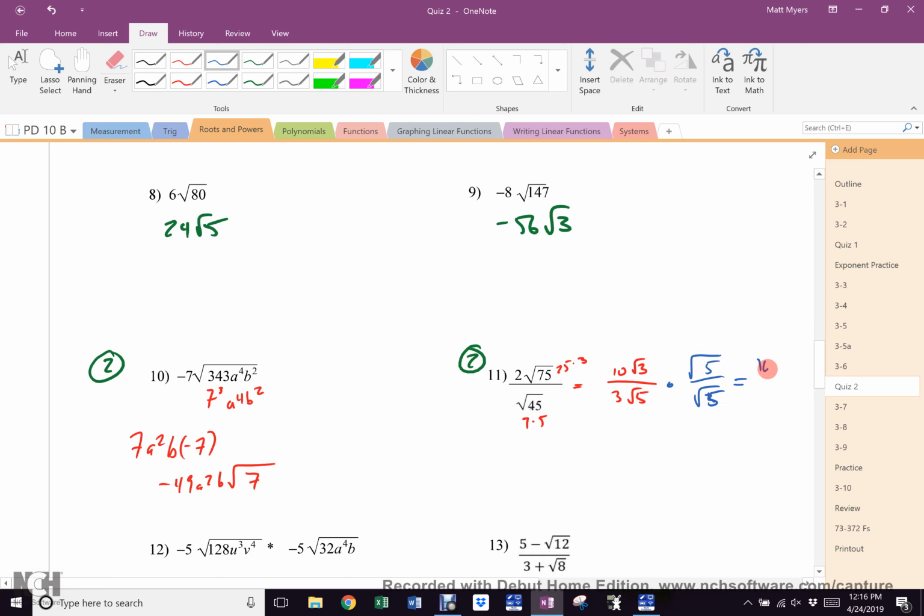That will get you 10 root 15 over 15. If you got to there, you may have 1.5 marks, because, of course, you would never hand Mrs. Bad Crumble 10 over 15 as a fraction. You would simplify it to 2 root 15 over 3. And that would be your final answer for 2 marks.